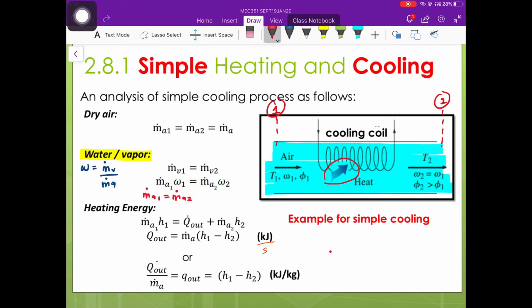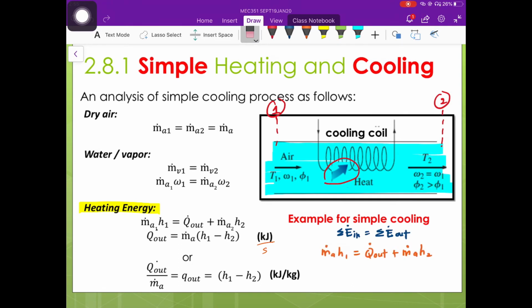Since the mass flow rate of the dry air at state 1 is equal to the mass flow rate of the dry air at state 2, and the specific humidity at state 1 is equal to the specific humidity at state 2, we can write the mass balance for the water vapor in this expression. For the energy balance, the total energy coming into our system will be equal to the total energy leaving our system. From our schematic diagram, we can write our energy balance as this equation.